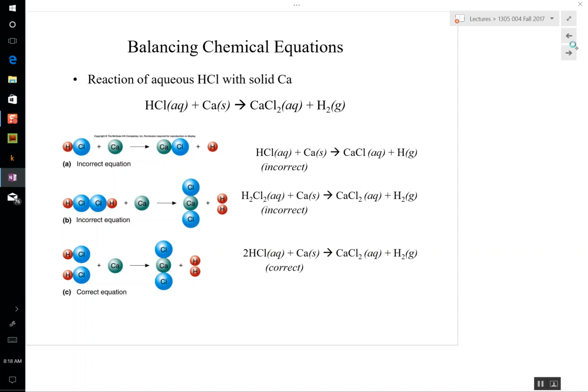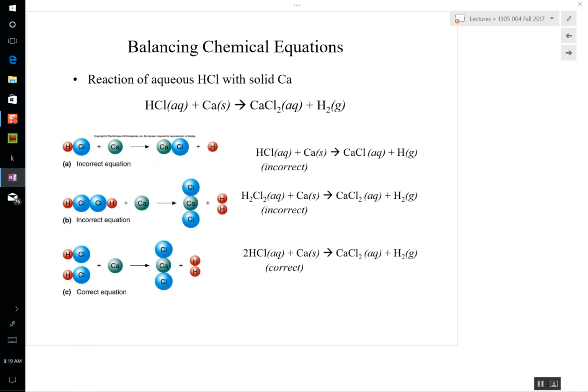Okay, at an atomic level, here's an HCl molecule and a calcium atom. I'm asking, what's really happening at the atomic level? Incorrect, incorrect. Here's the correct one. Two HCl molecules react with one calcium atom to form calcium chloride, that's the ratio in the ionic crystal, and one hydrogen molecule. Here's your hydrogen molecule, here's your two chlorides, here's your calcium. So that's what's happening at the molecular level.